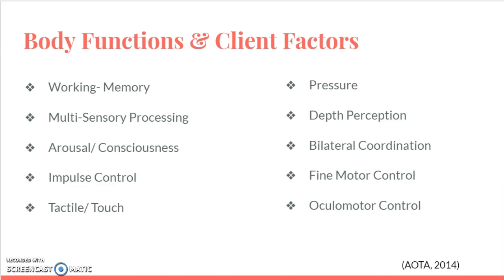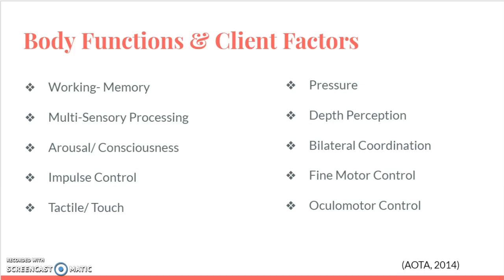Arousal and consciousness. E has to be conscious and aware of what she is doing. Impulse control. E has to regulate her negative urges so she does not hurt herself or anyone around her with the puzzle cubes. Tactile and touch. E has to use touch to grip the puzzle cubes in her hands. Pressure. E has to apply pressure to both cubes in order to get them to fit together.